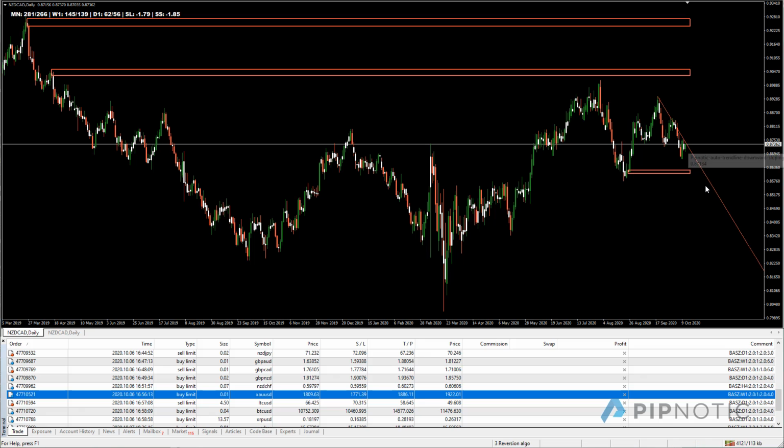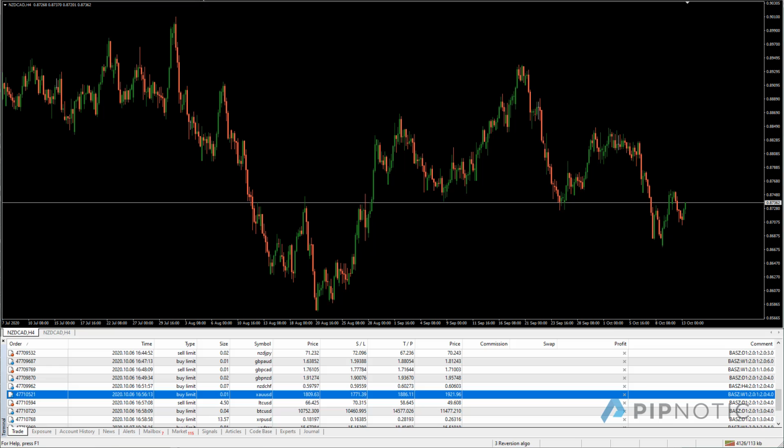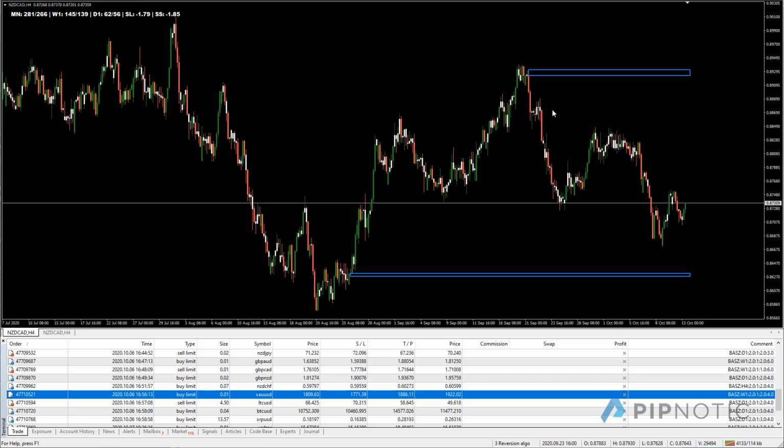We have a downward trend as well, and so I'm more keen to looking to sell around here should price come back up to here. So that might be a more interesting area to look at. Or here, which is nice as well.